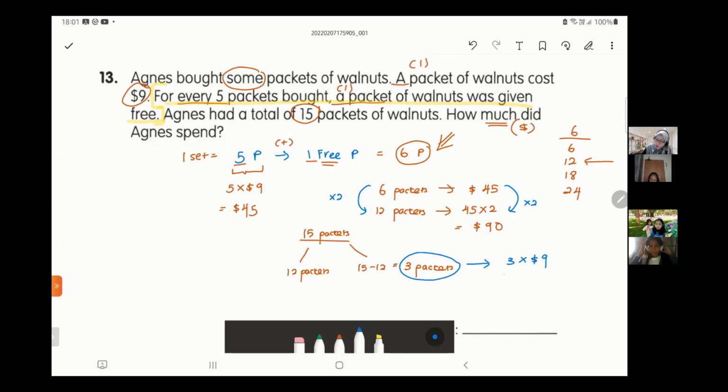So 3 times $9 equals to $27. Now, what's my total cost that this Agnes spent? $90 for the 12 and $27 for the 3. So total spend will be 90 plus 27 equals to $117. This is my answer.